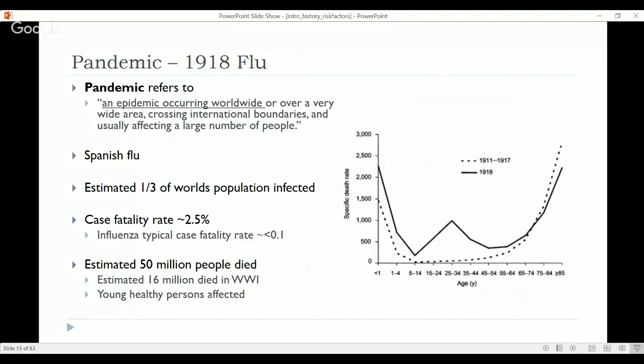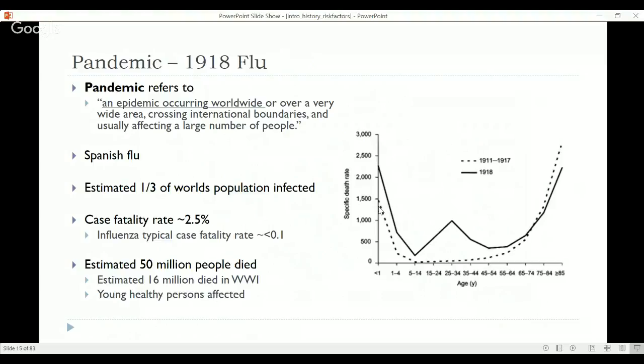And the case fatality rate, the reason they were so worried about this flu specifically, is that the case fatality rate was so high, around 2.5%. And generally, influenza case fatality rate is less than 0.1%. The other reason why people were so worried about this flu in particular, and this is also what we saw with swine flu and what they worry about with bird flu, is that the fatality was different.